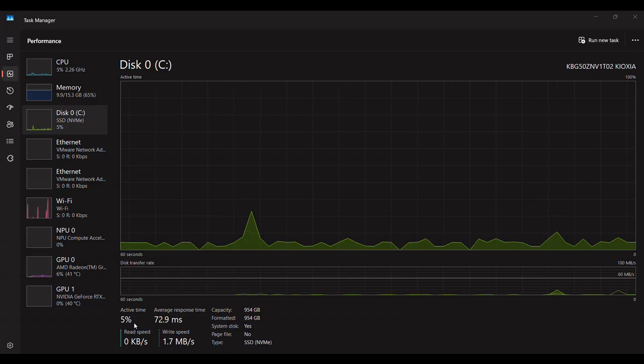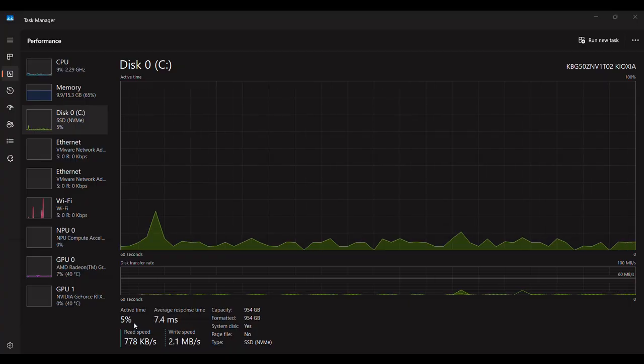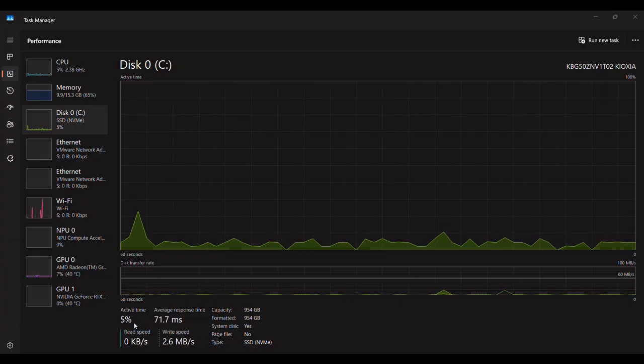If the active time remains constantly near 100%, the system may experience storage-related slowdowns. This may occur during antivirus scans, software updates, file transfers, virtualization workloads, or database operations.